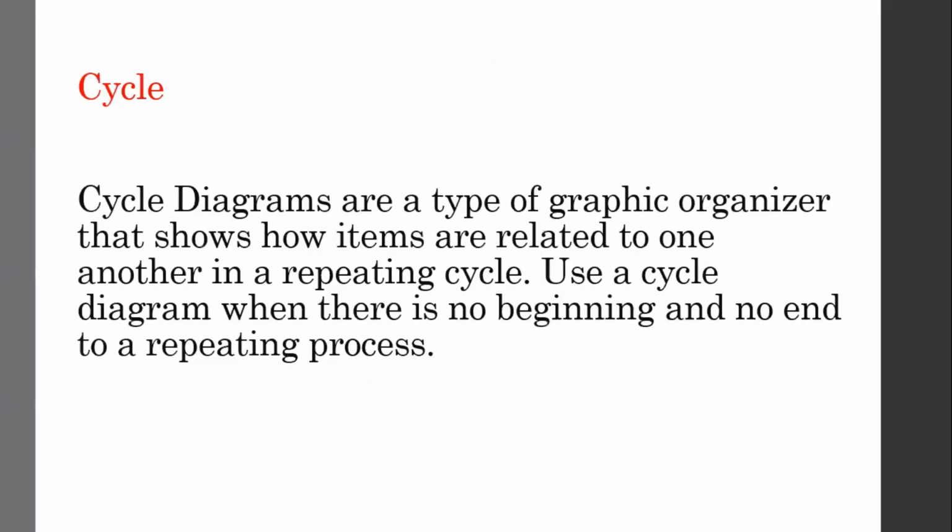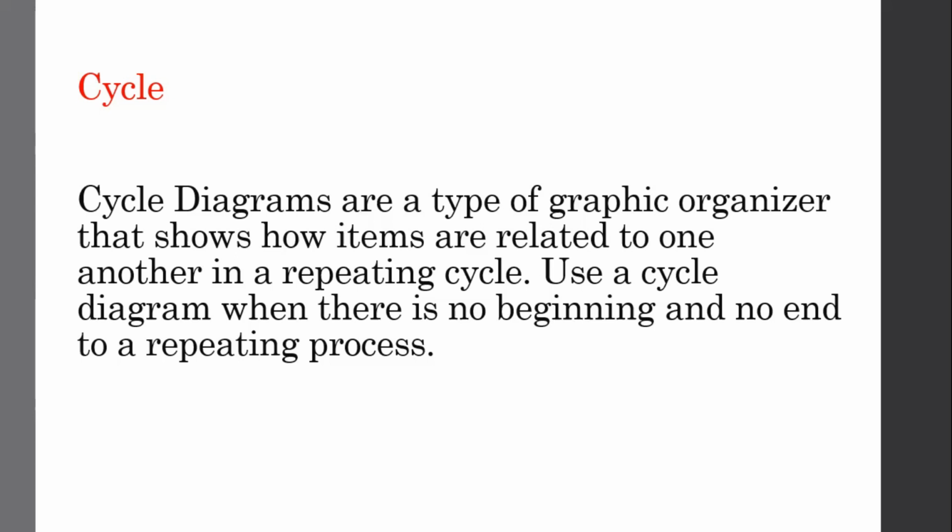And we also have cycle. Cycle diagrams are a type of graphic organizer that shows how items are related to one another in a repeating cycle. Use a cycle diagram when there is no beginning and no end to a repeating process. So a cycle diagram shows a process that is repetitively happening. It's an ending process since when you start doing it, you will end up doing it again after you finish the last step. So the cycle goes on and on and on.